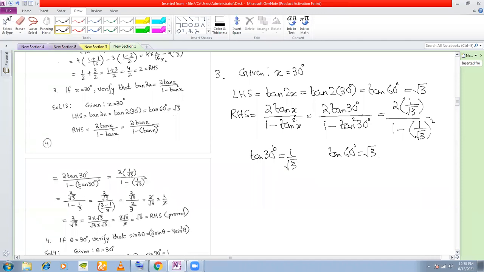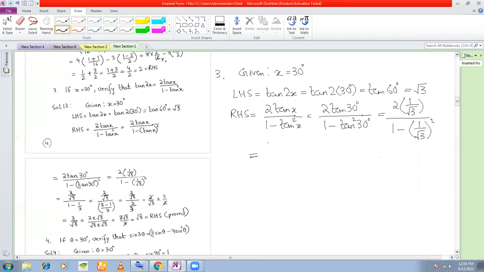See, this is 30 and 60. Which one is the lower angle? 30 degree, right? And among 1 by root 3 and root 3, which one is the lower one? 1 by root 3. So that means lower angle means lower value. Higher angle means higher value. Is that clear? Yes, sir. You can remember it this way also, if you get confused between the two values.